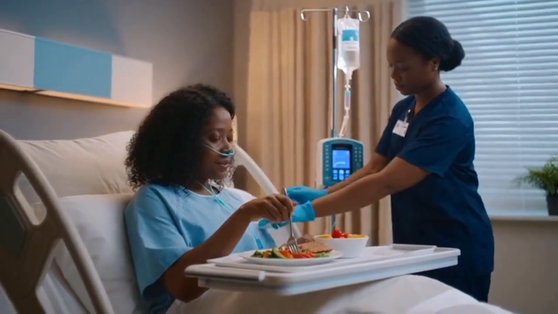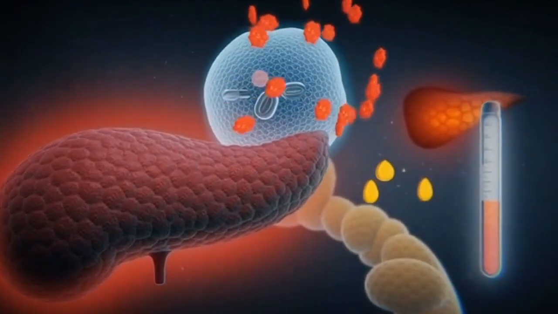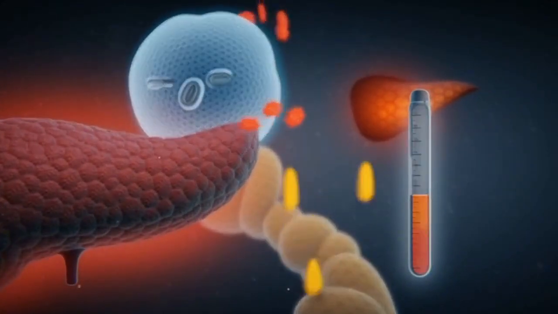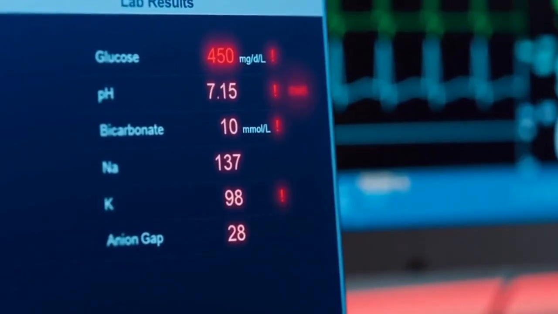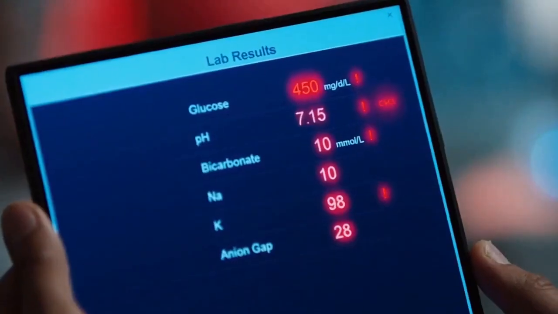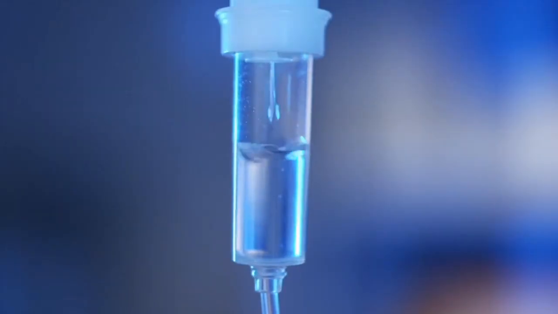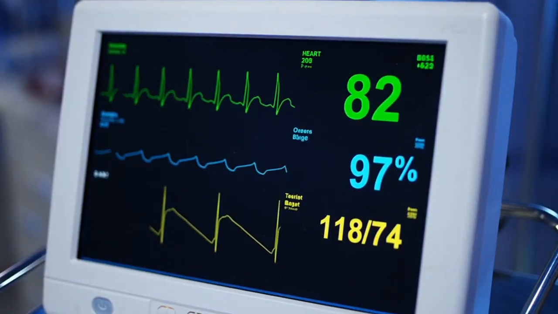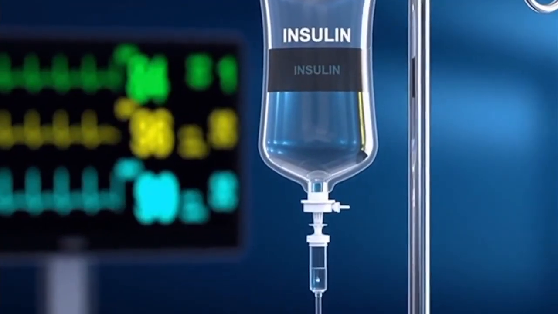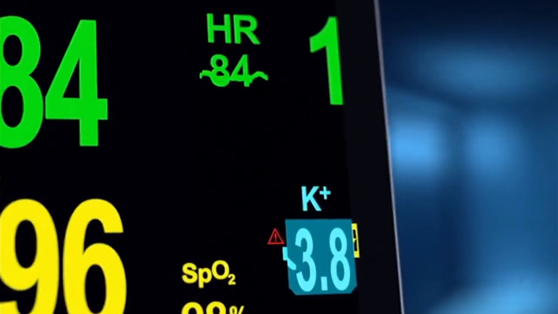The three diagnostic criteria for DKA: blood glucose greater than 250 milligrams per deciliter, pH less than 7.3 or bicarbonate less than 18, and positive serum or urine ketones. All three must be present. The anion gap is elevated, typically greater than 12. Calculated: sodium minus chloride minus bicarbonate. In severe DKA, the anion gap can exceed 30.